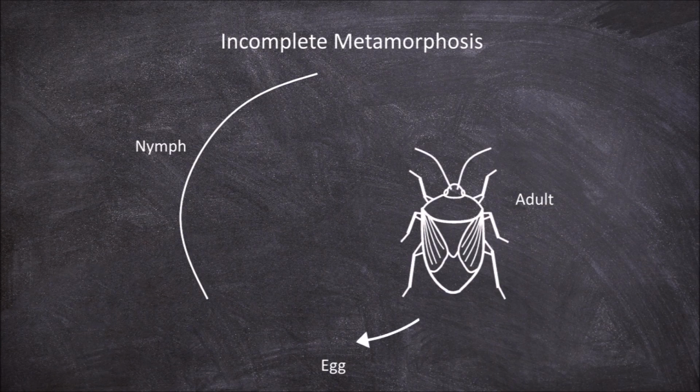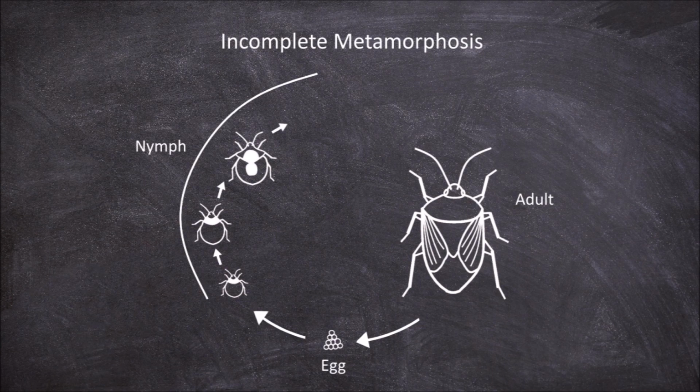An example of incomplete metamorphosis is seen in shieldbugs. The adult shieldbug lays eggs. From these eggs, a tiny nymph hatches. The nymph resembles the adult form. The nymph undergoes many molts, getting larger until the final molt, where it reaches the final adult form.